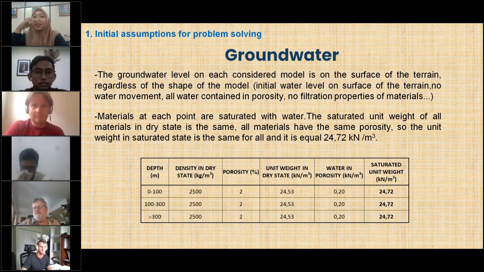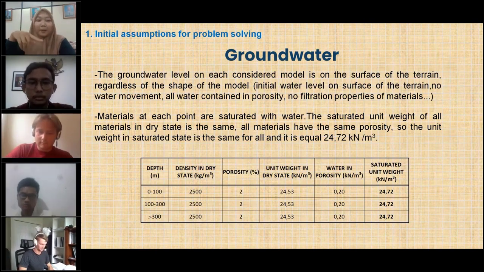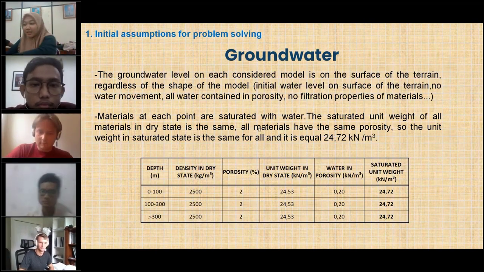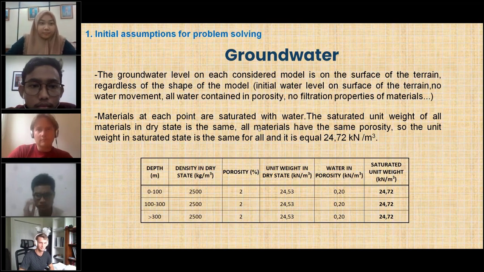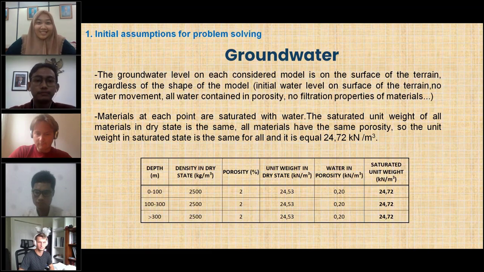Okay, thanks. Thank you. Okay, so thank you very much for your presentation. And now I would like to introduce the last team. So we would like to welcome Veteran Endeavor from UPN Veteran Yogyakarta. You can start sharing your screen, please.